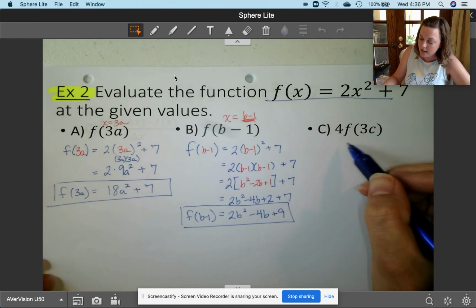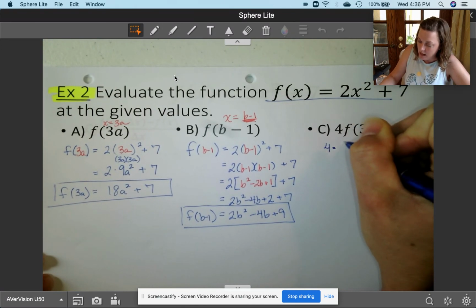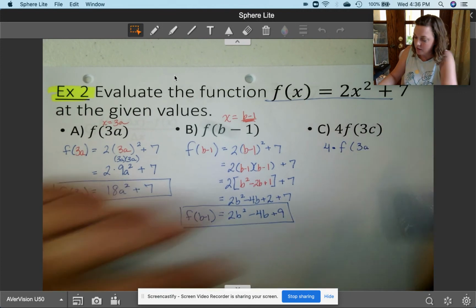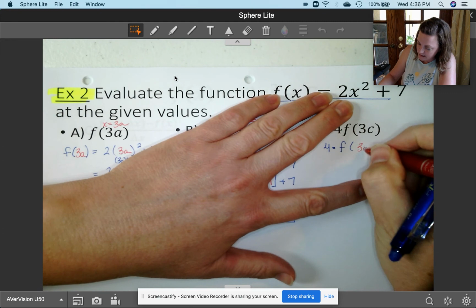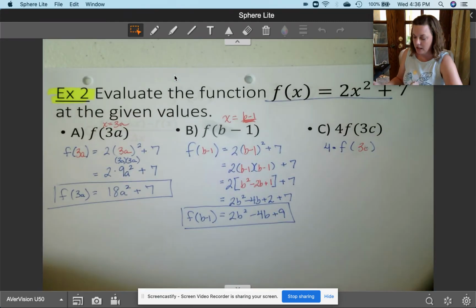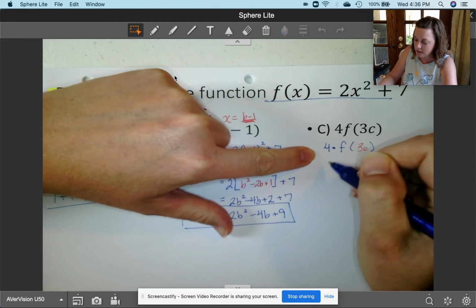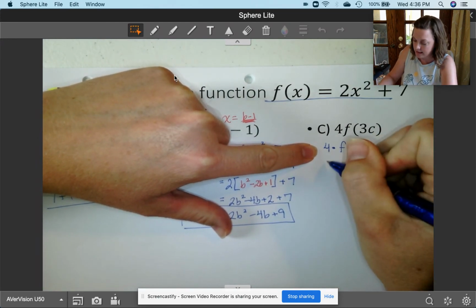Here, this is kind of an interesting one. This is saying we're going to do 4 times f of 3c now. So it's kind of an interesting thing. I'm going to write it just a little bit differently. So this is ultimately, when we're done, we have to multiply everything by 4. That's sort of what that's saying.